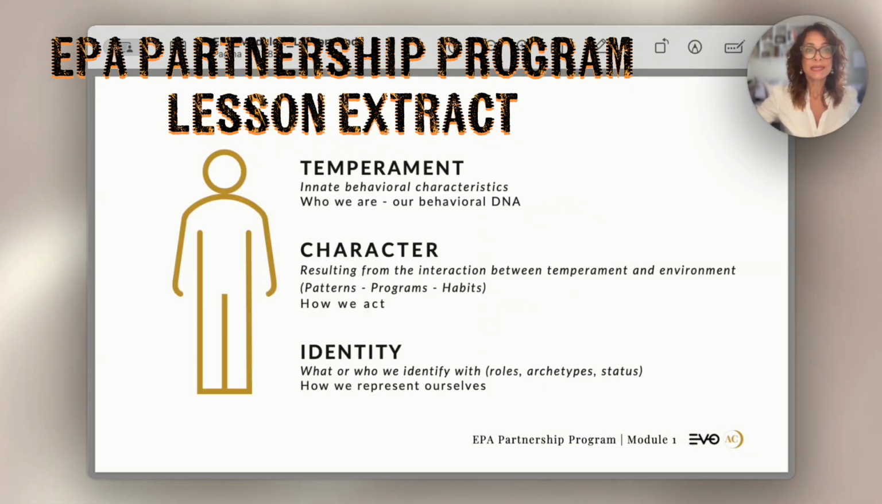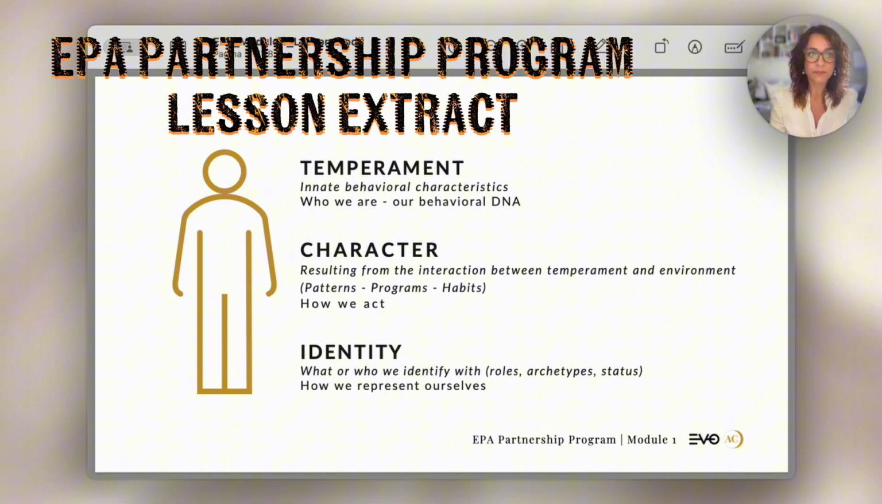To read the EPA test, you need to understand 3 layers of human behavior. Obviously, if you are in the coaching business for some time, you will have studied this, you already know this, you might even have your definitions for it. So let me share our definitions, okay? So the definitions that we use in the EPA world. First of all, temperament, our innate behavioral characteristics, so what we like to call our behavioral DNA. This is the foundation that we are born with.